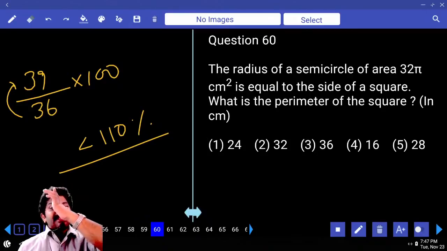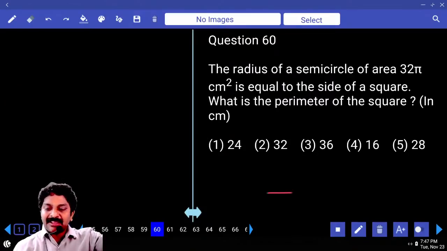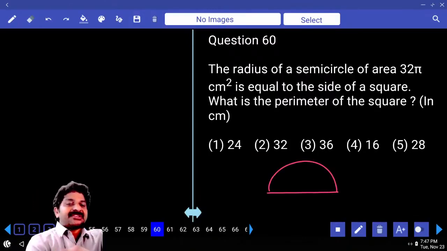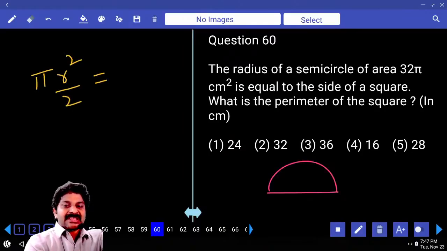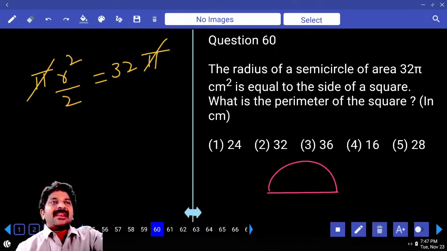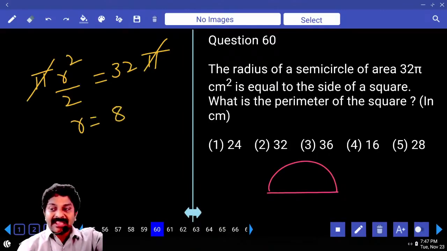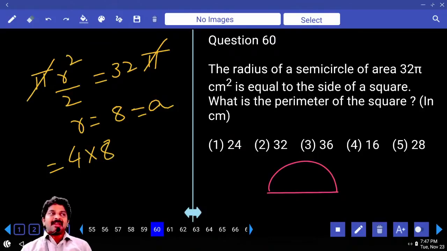Radius of a semicircle of area 32 pi. Semicircle in the sense half circle only. What is the full circle area? Pi r square. Half circle, in the sense pi r square by 2, is equal to 32 pi only. Pi gets cancelled. r square is 64, so r is 8, and that is equal to the side of the square only. Perimeter of the square is 4a, which is 4 times 8, 32. Second option.